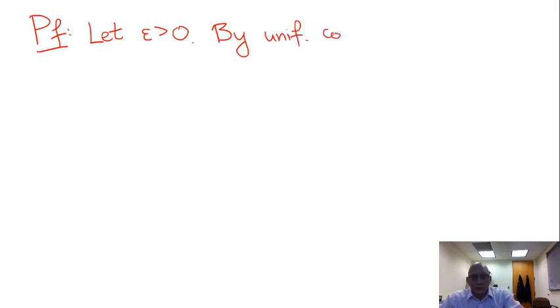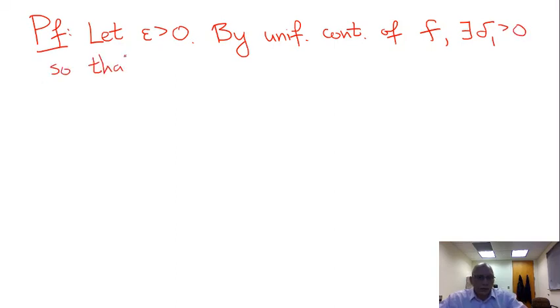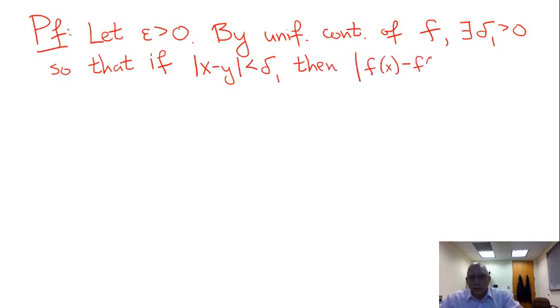Okay, so let's write our formal proof. Let epsilon be bigger than 0. Now we need to invoke the uniform continuity of f and g in order to create delta 1 and delta 2. So by uniform continuity of f, there exists a delta 1 bigger than 0 so that if |x minus y| is less than delta 1, then |f of x minus f of y| is less than epsilon over 2. We don't want epsilon here. We need epsilon over 2 because we know the triangle inequality is going to take effect later.